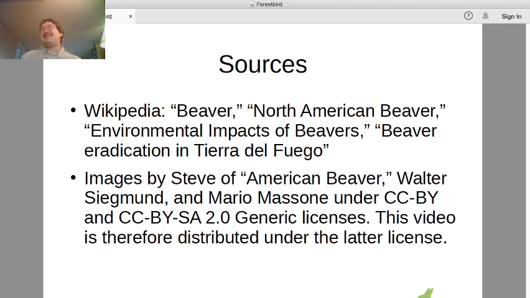So that's all I have on beavers. Tomorrow we will probably be discussing human impacts on the environment and what to do to improve those, because unlike beavers, the environment has not had the opportunity to adapt to us. We need to adapt to it.